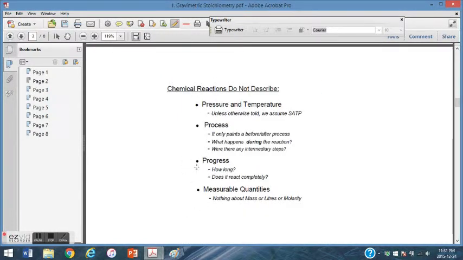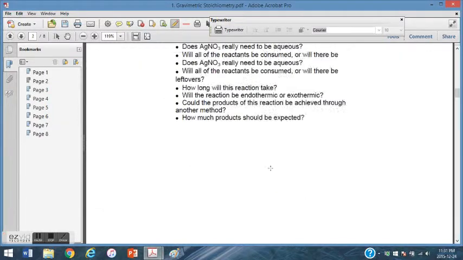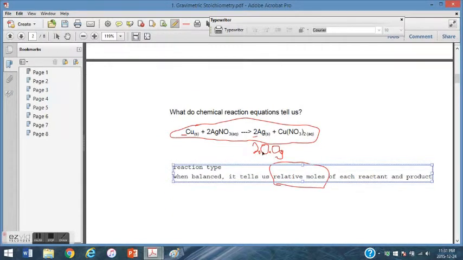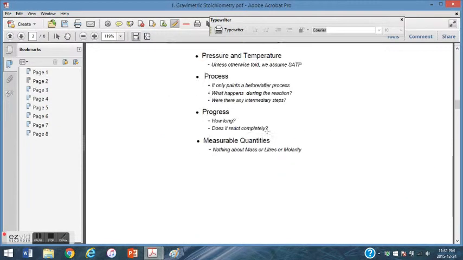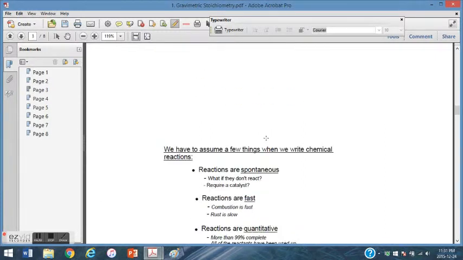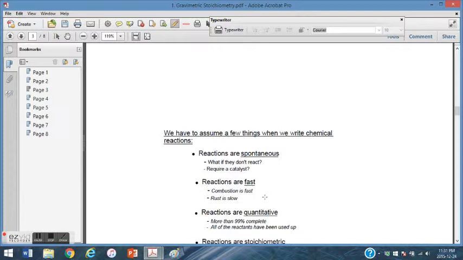Okay. The chemical reaction does not describe a specific mass. Now, I can write underneath here that I want to get 20 grams, and I can use this to predict how many grams I'd need to get there. But again, this reaction equation is just a tool. Now, we have to assume a few things when we write them. We assume that they're spontaneous. Okay, I guess, what if they don't react? What if they require a catalyst? We have to assume that the reactions are fast.